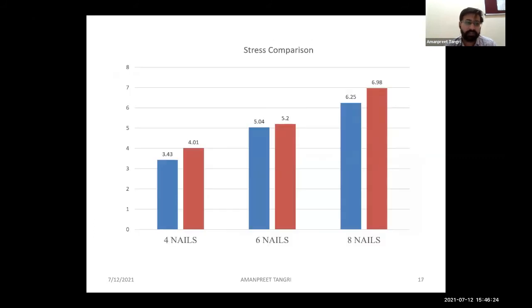So this is the stress comparison for 4 nail, 6 nail, and 8 nail. And if we compare both the materials, this biaxial polypropylene unit has taken up the maximum stresses in all 3 cases, that is the 4, 6, and 8 nails.